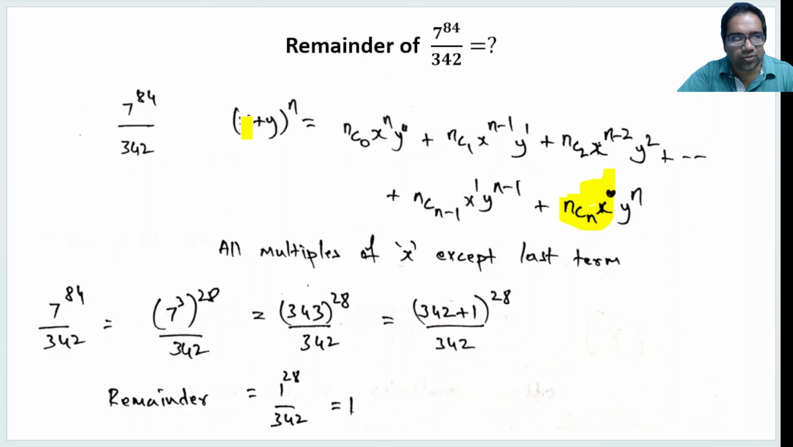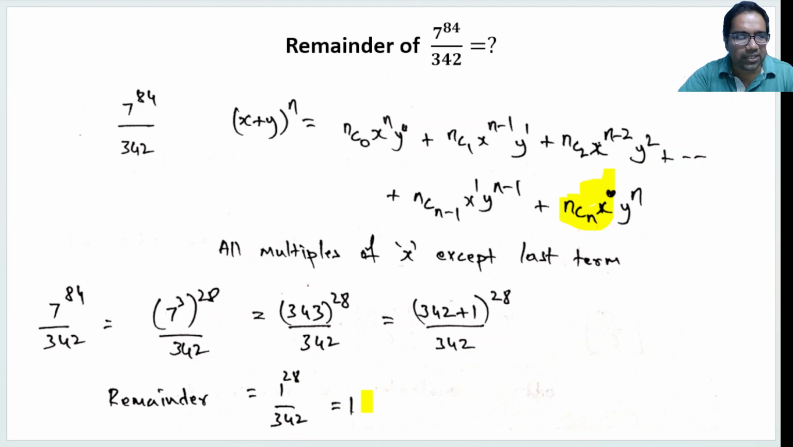Now see, this is in the form (x + y)^n. We just discussed that the remainder of (x + y)^n by x is equal to the remainder of y^n by x, because if you expand this, everything is a multiple of 342 except the last term, 1^28. Everything else is a multiple of 342 as per this formula. Now, what is the remainder? 1^28, which is 1, divided by 342. What does that mean? The remainder is 1. 1 divided by anything leaves remainder 1, right?